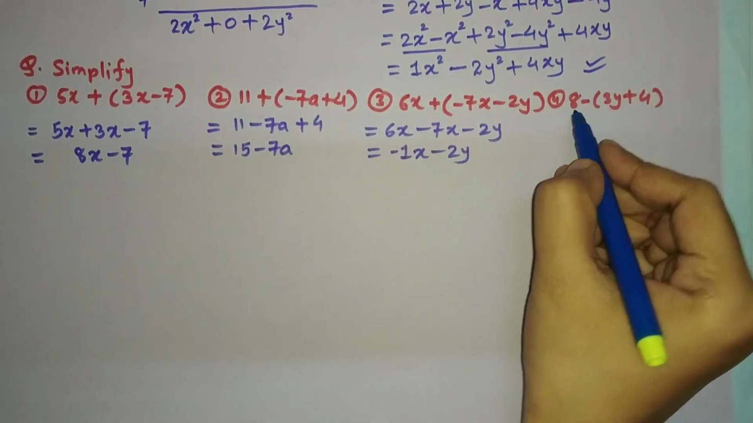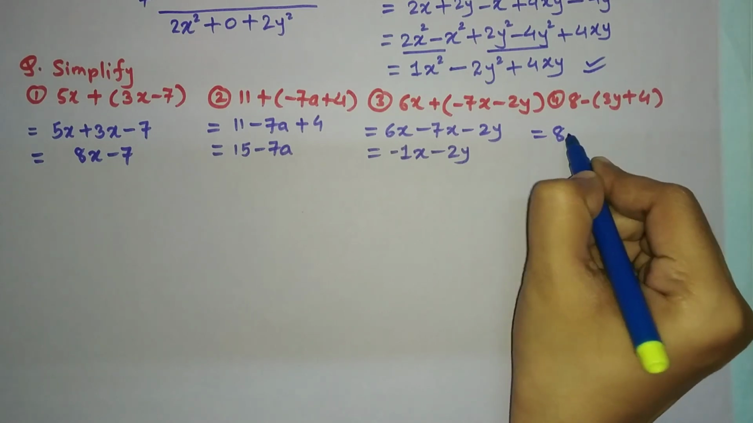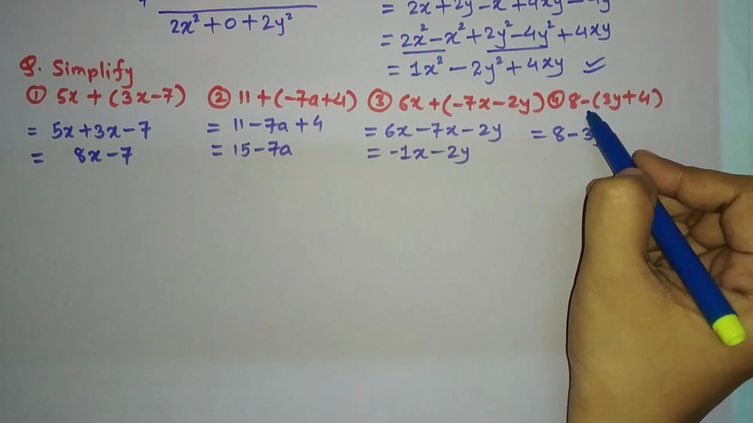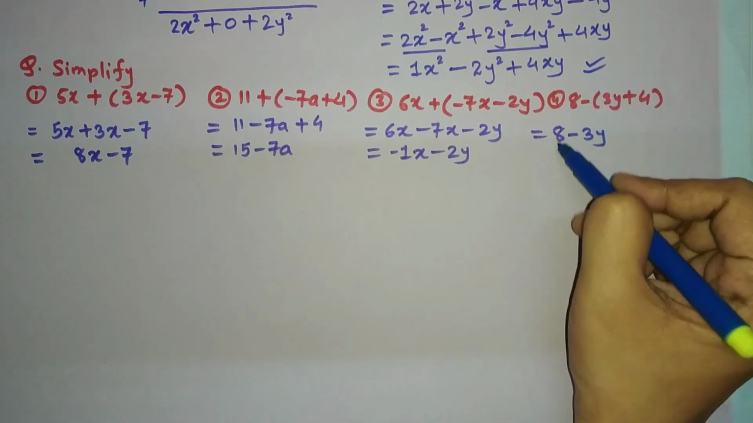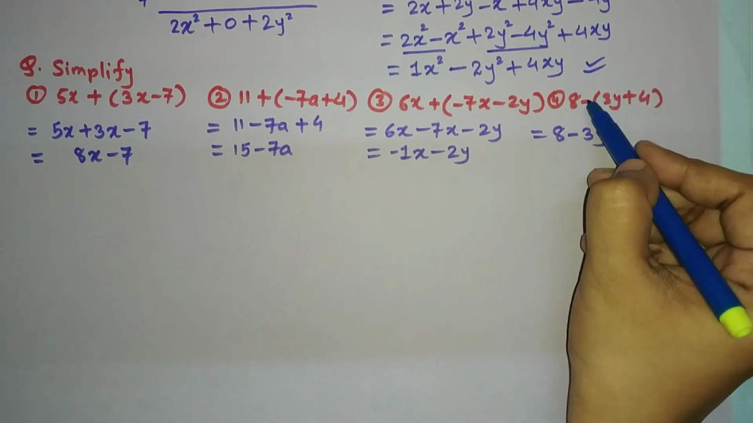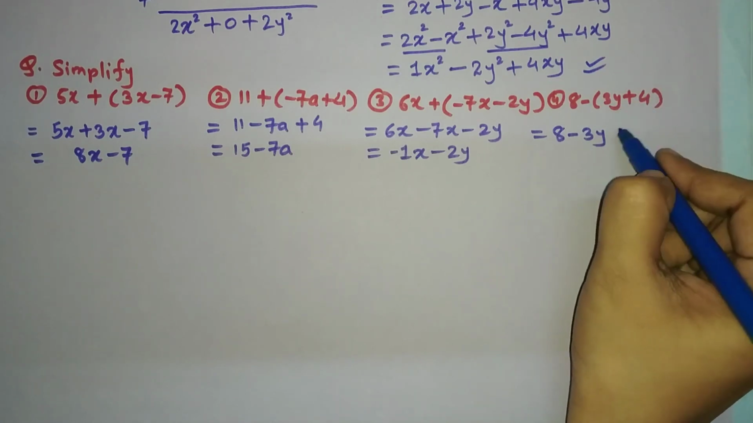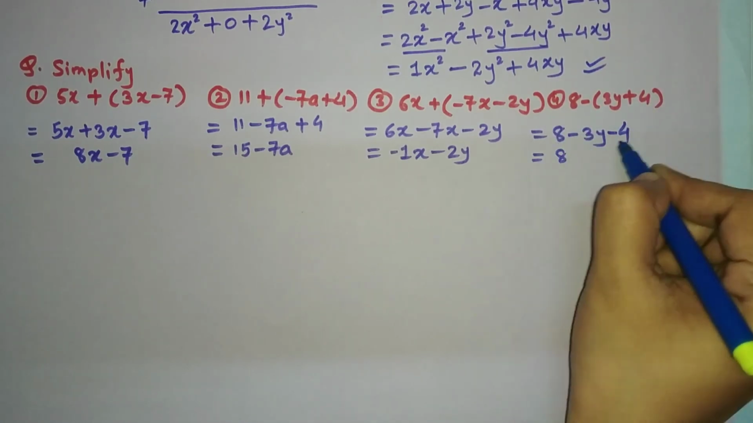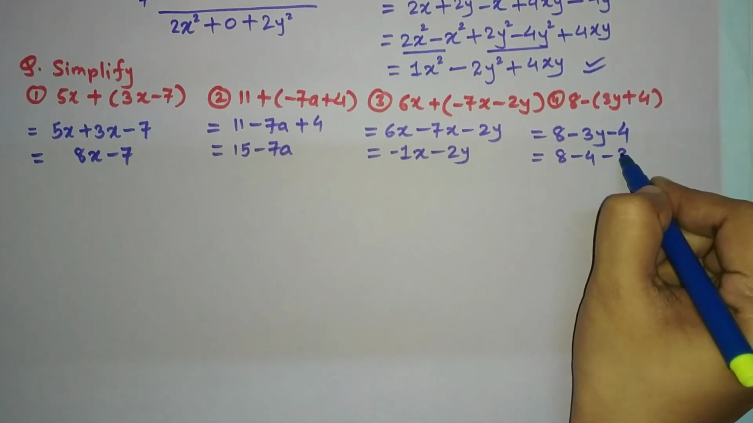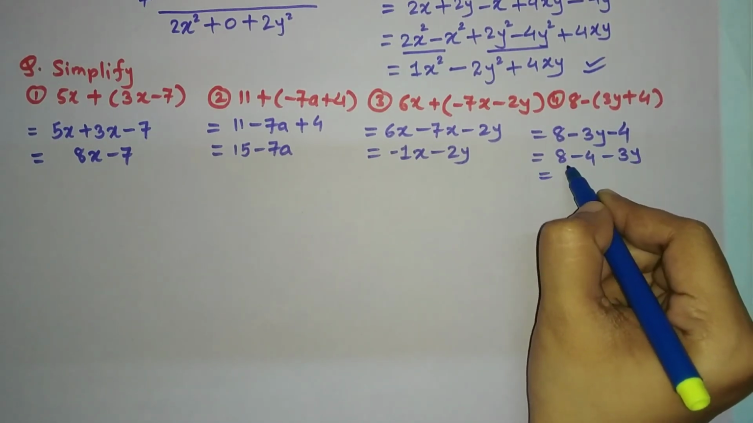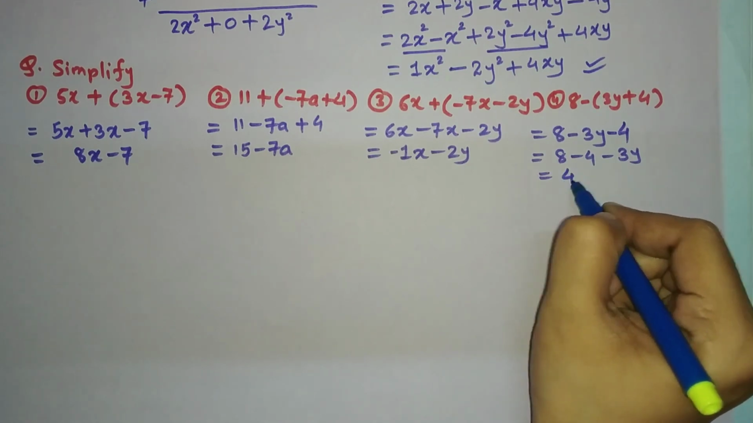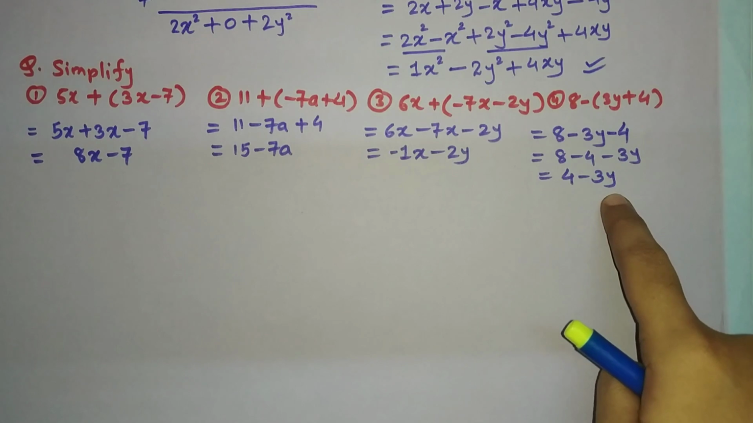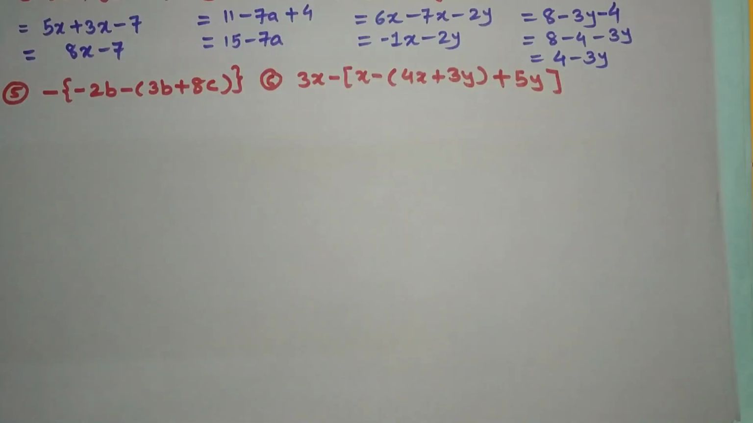So now we'll write 8 minus of 3y. Outside is a minus sign, so we'll open the bracket with a minus sign. 8 minus 3y, and this minus and this plus, minus plus becomes minus 4. Friends, we'll write down 8 minus this 4, and this minus 3y does not have any like term. Perform here: 8 minus 4 is 4 and minus of 3y. If there is no like term, we'll write it as it is.